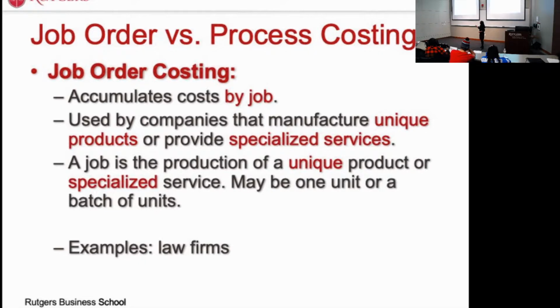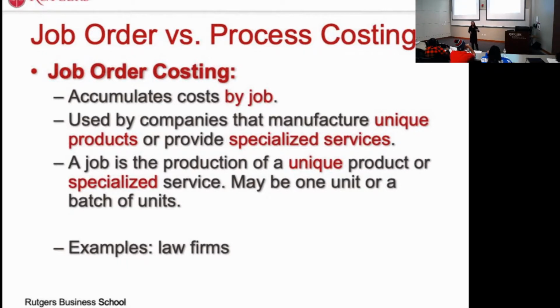So besides the example that I listed here, law firm, what other examples can you think of which will use the job order costing system? Yeah, Esther. Custom jewelry. Yeah, she gave a definition of this jewelry store. It has to be custom. Yeah, that's a good one. What else? Yeah, Abdurrahman. Tesla. Why? Because they only do cars by order. So you need to order the car, and within 2 years they will deliver it to you.